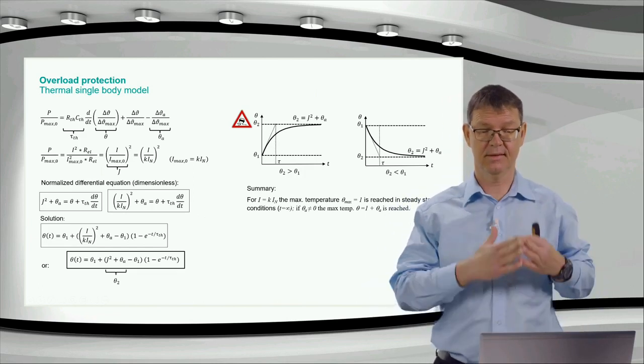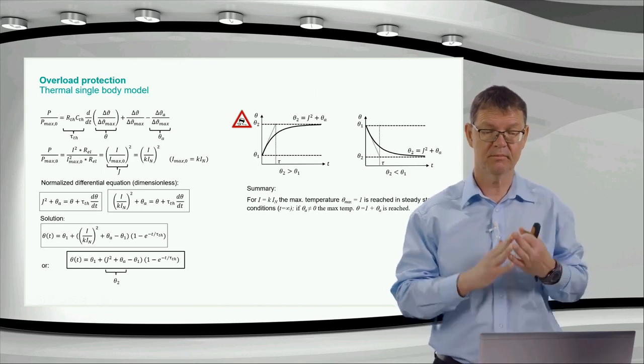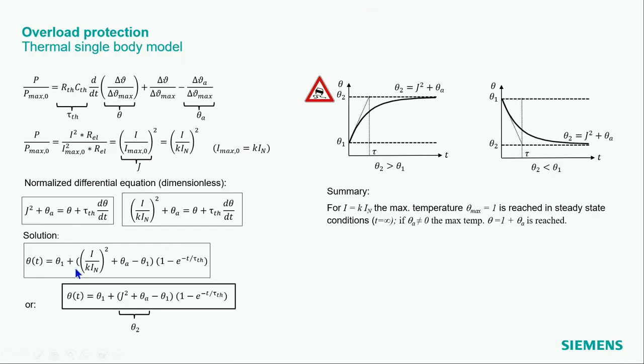If the current is K times IN, then the maximum temperature, the dimensionless, normalized value, is 1 plus possibly another ambient temperature. So if the ambient temperature goes up, then of course I get a higher value and I cannot bring so much current into the motor, so that I do not exceed, overshoot, the maximum temperature.